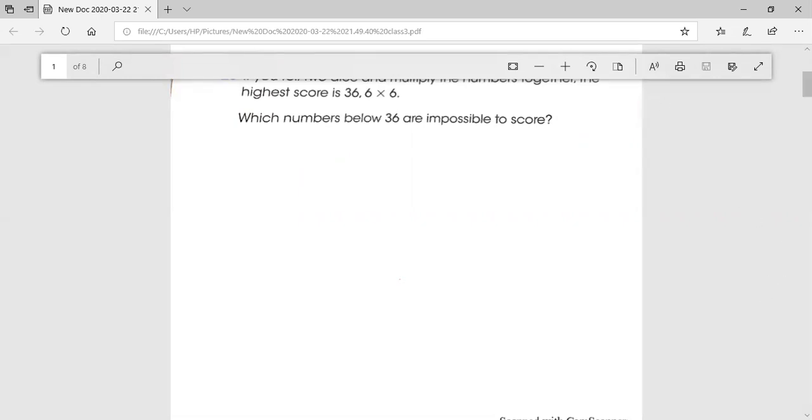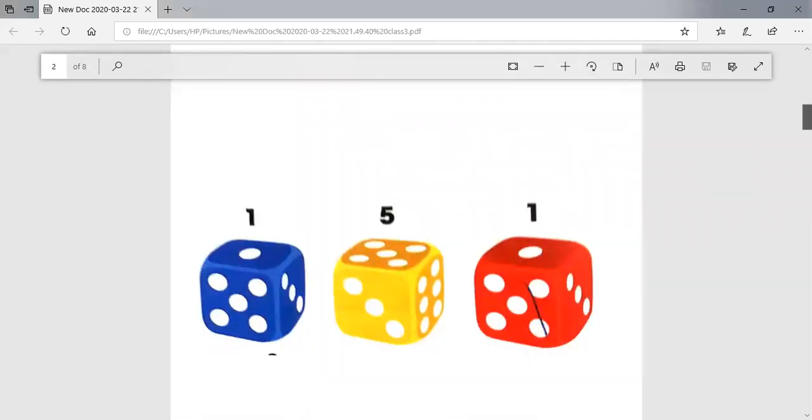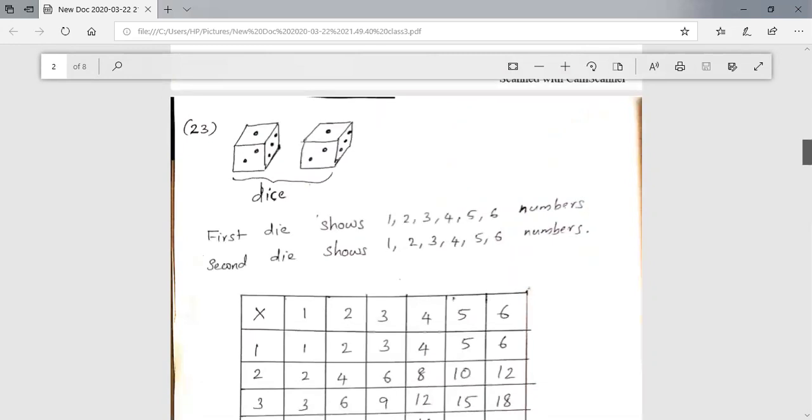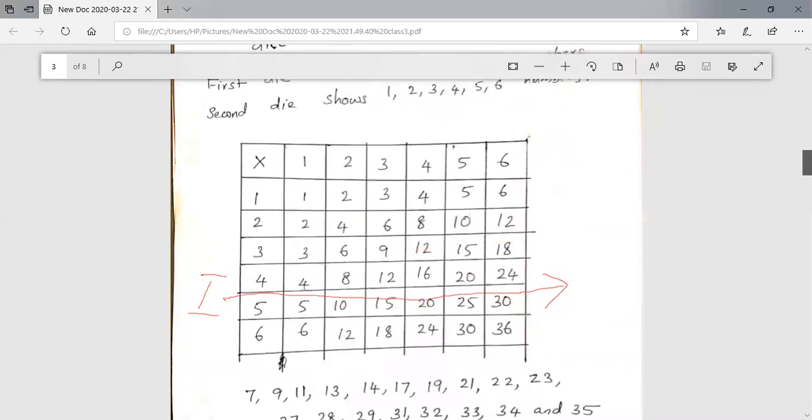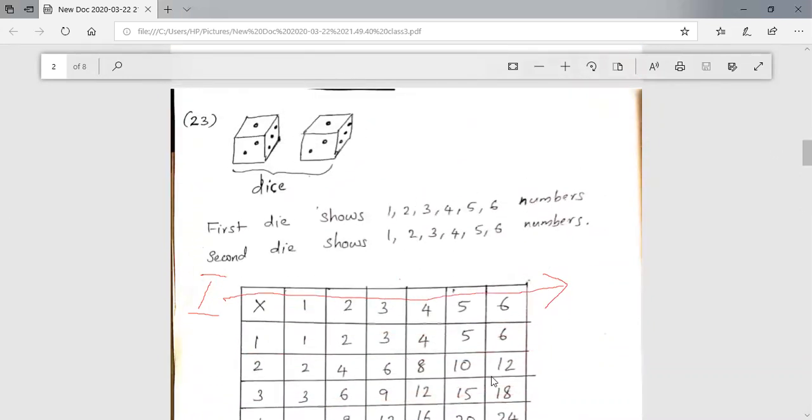So here I'm going to explain this lesson. Like here, this is a die. The first die shows the results 1, 2, 3, 4, 5, 6. This is the first die, it shows the result. Next one, the second die is also the same.